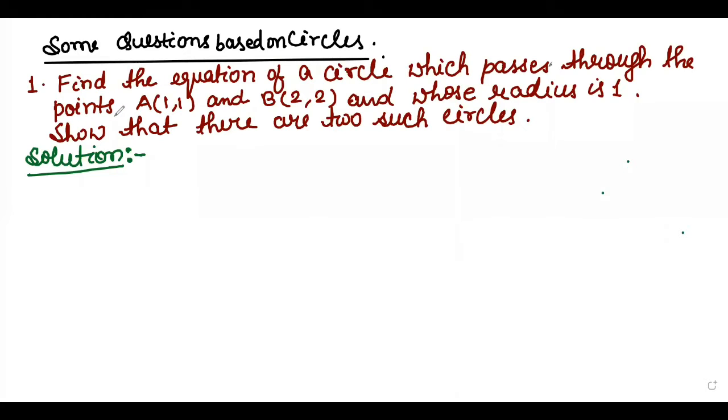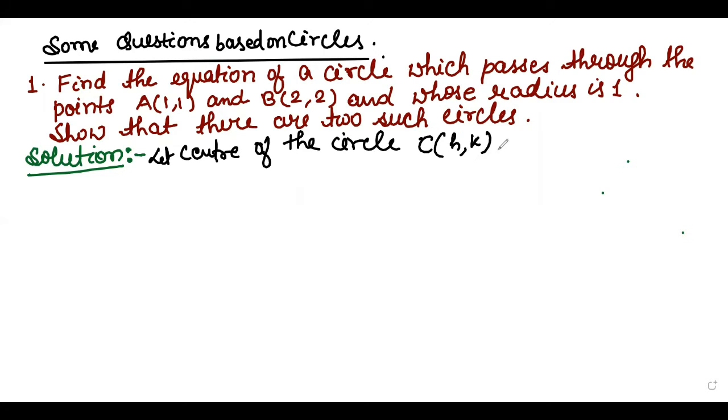So here two points are given, and the radius is given as 1. According to that, we have to show that there are two circles. So I'm considering the center of the circle as C (h, k). The radius is the length, so I'm taking mod of CA, which is 1, and mod of CB, which is also 1.